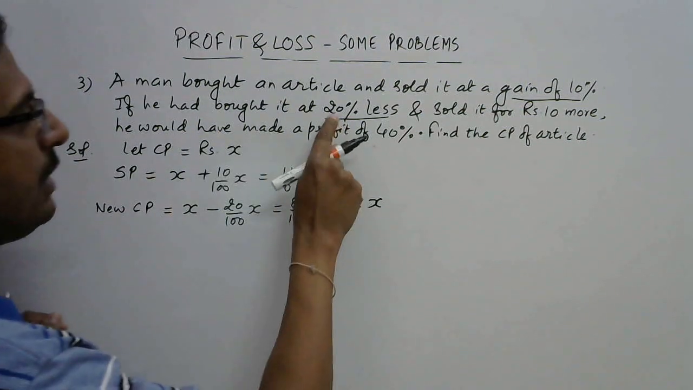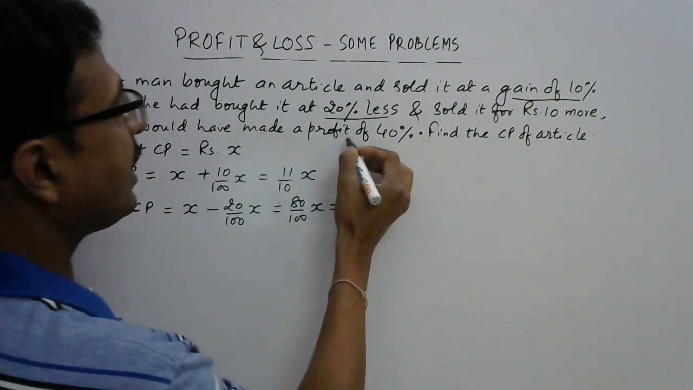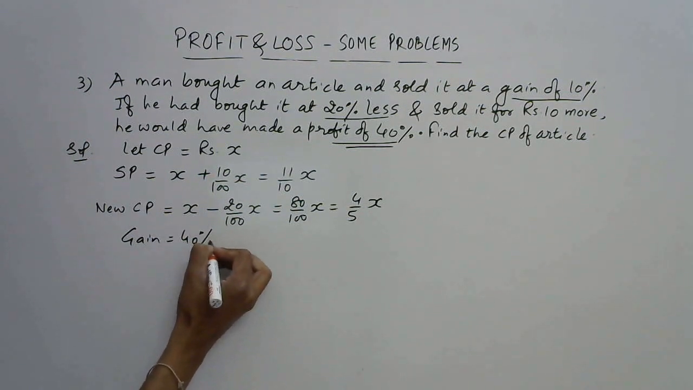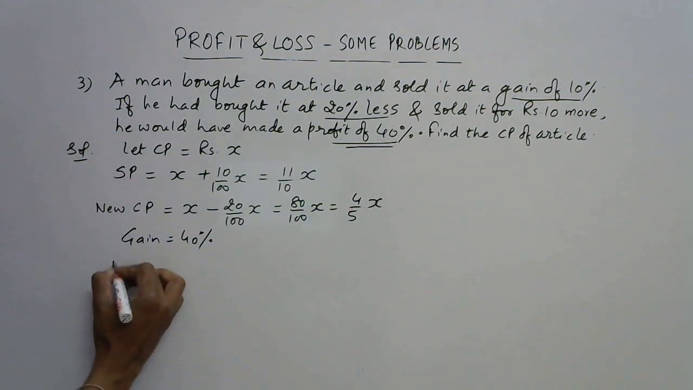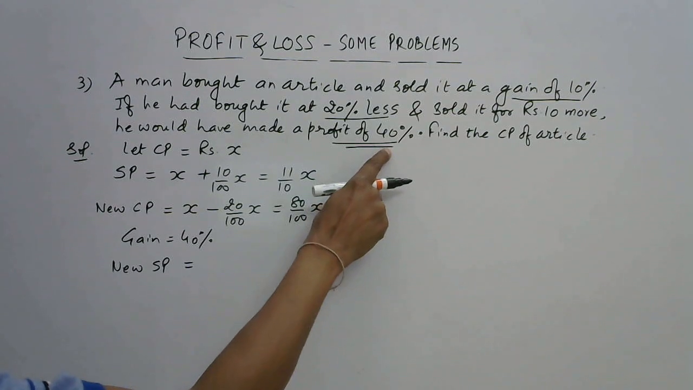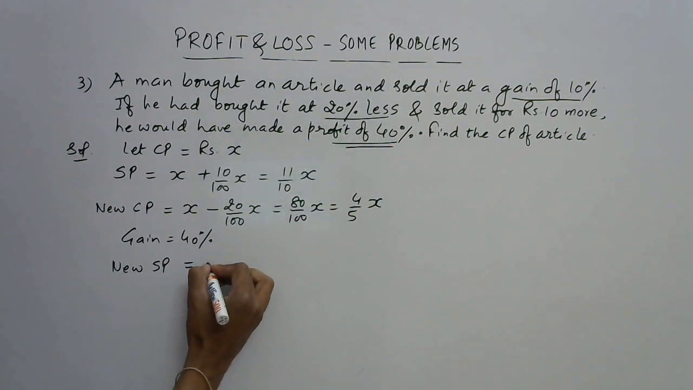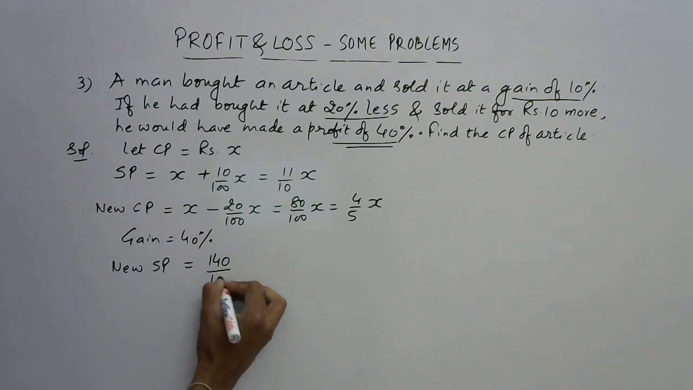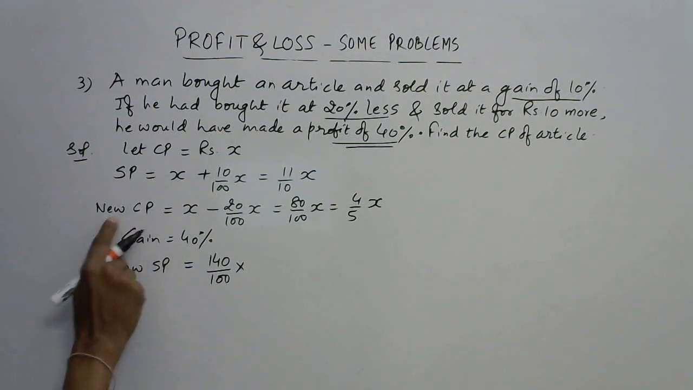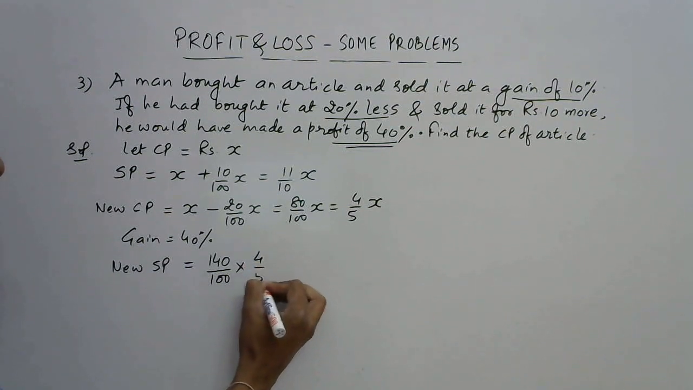Now what happens when he bought it for 20% less? He would have made a profit of 40%. So gain is 40%. For finding the new selling price, we will apply the formula 100 plus gain percent upon 100 into CP. So new gain percent is 40. Profit is always added to 100, giving you 140 upon 100 multiplied by the cost price. Since we are finding the new selling price, we have to use the new cost price, so multiply by 4 by 5 x.